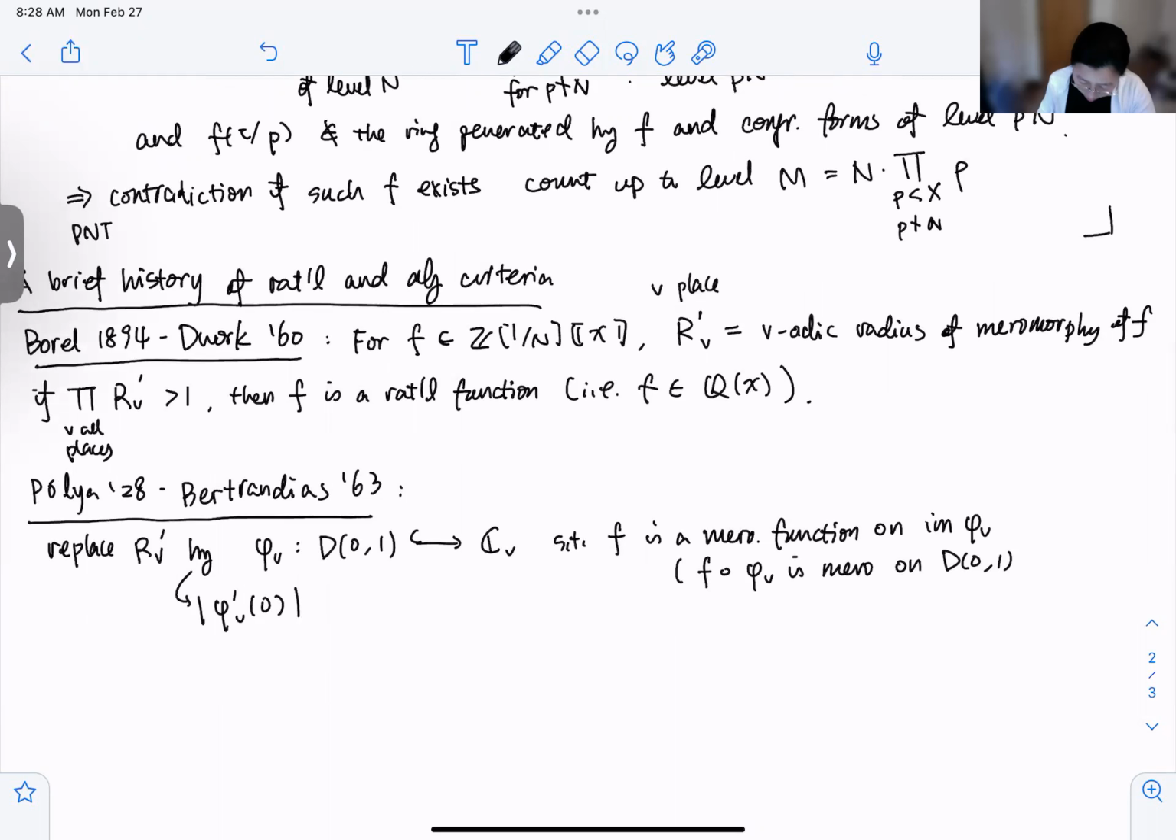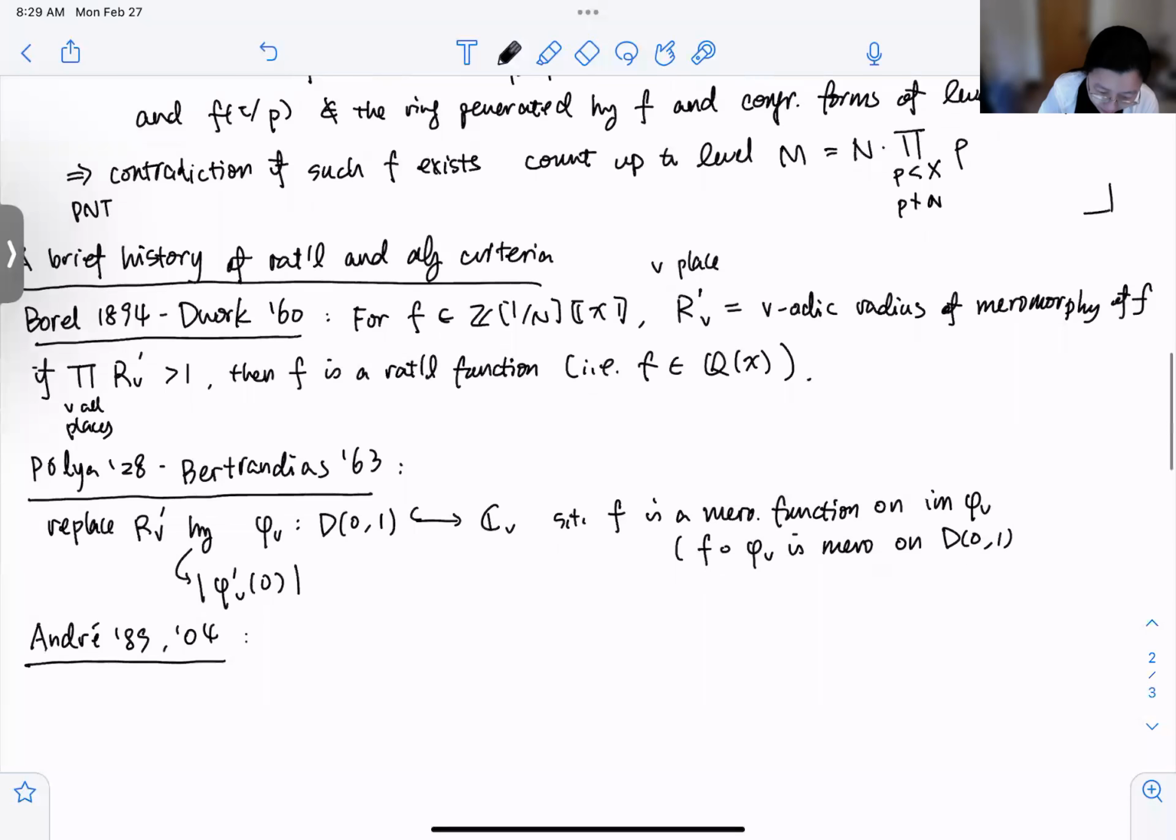Once you replace R_v by this, you can work with more arbitrary regions. The statement still holds the same: if the product is strictly greater than 1, then it's rational. It may look a little bit artificial that when I state it this way, we assume that this is an injective map, namely it's isomorphic with its image. So what if we drop this condition? That's actually the work of Ivan J.